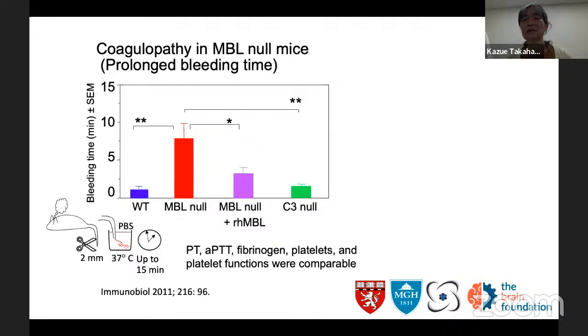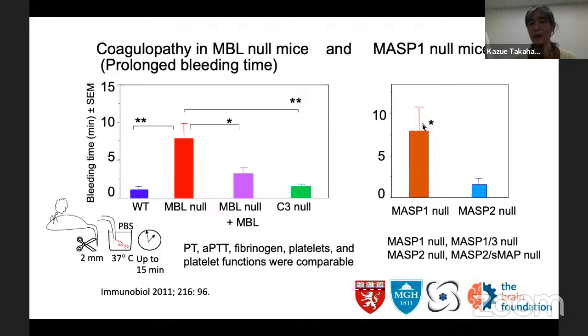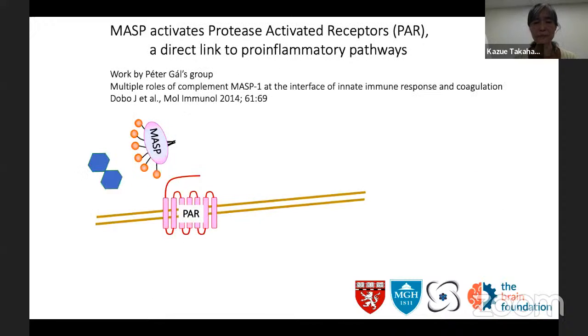Now, as I mentioned earlier, Mbl forms a complex with MASP1. And so we subjected MASP1 null and MASP2 null mice to the same experiment. I'm saying MASP1 null, but actually MASP1 null is MASP1/3 double null, and MASP2 null is MASP2 and sMAP null. So as you can see, MASP1 null mice had prolonged bleeding time, but not MASP2 null. So we concluded that this prolonged bleeding time coagulopathy was due to lack of Mbl and/or MASP1. And this work was done by Peter Gal's group.